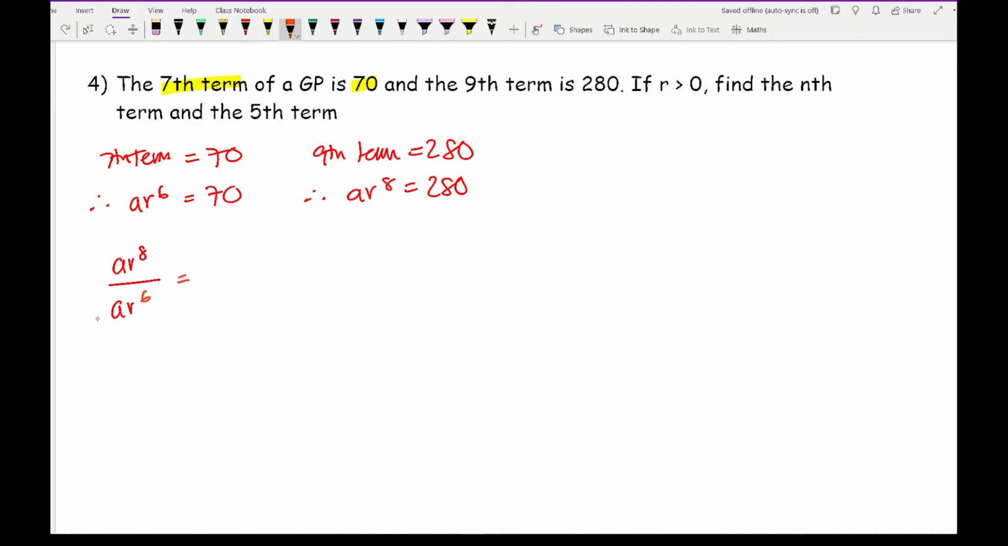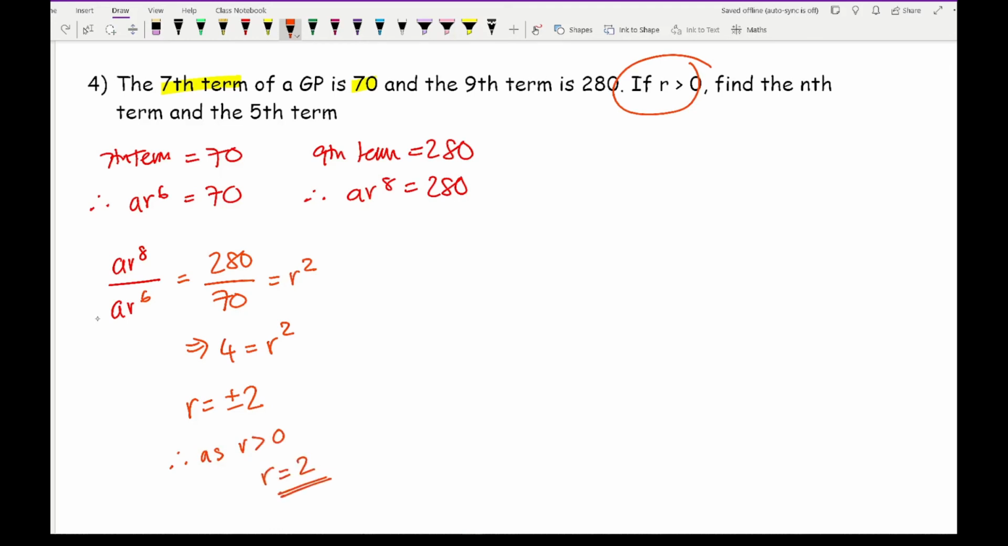And that equals 280 over 70, and that's going to equal r squared, so that's going to equal 4. And so from this, what I've got is that r equals plus or minus 2. Now the fact that it says that r is greater than 0 means that r has got to be equal to 2.